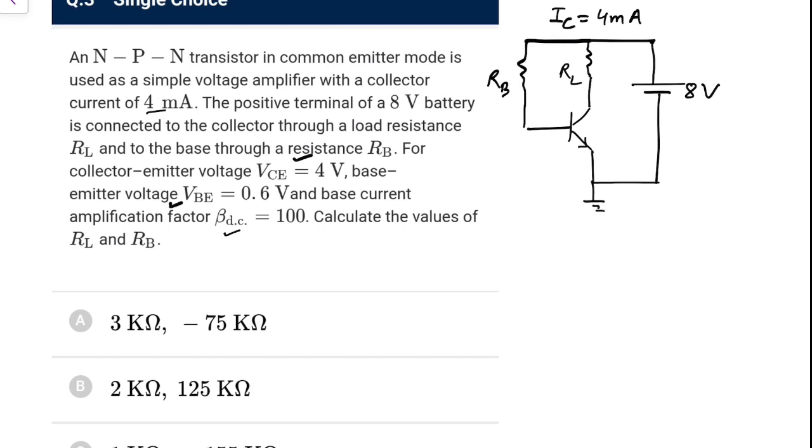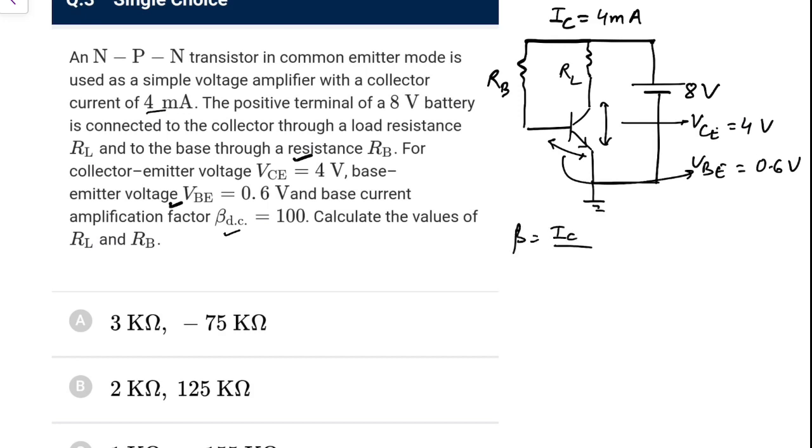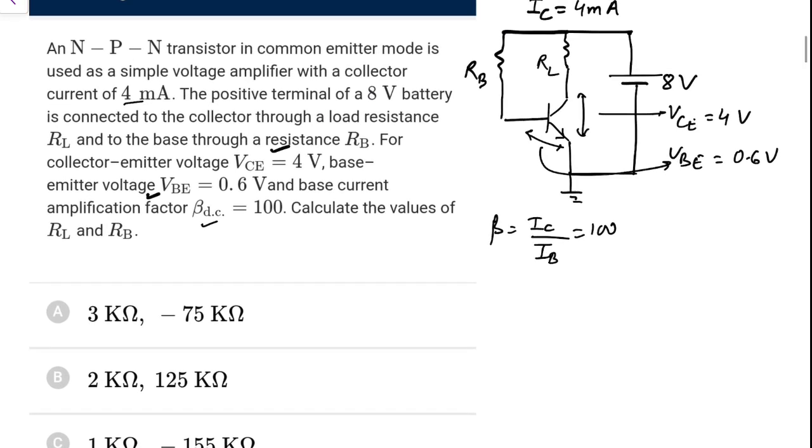This voltage VCE is given as 4 volts, and VBE, that is VB minus VE, is equal to 0.6 volts, and beta is 100. Beta you know is IC over IB, so IC over IB is 100. That is also given. Now you have to find the value of RL and RB.